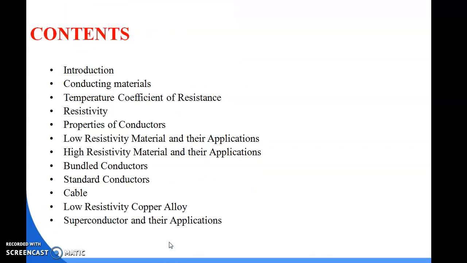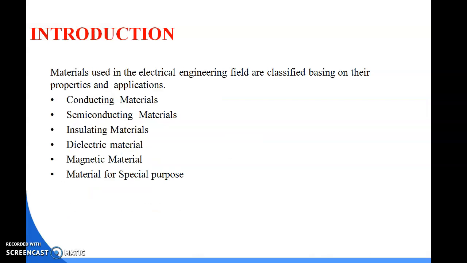So these are the contents of your topics: conducting materials, temperature coefficient of resistance, resistivity, properties of conductor, low resistive material, high resistive material, bundle conductor, standard conductor, cable, and low resistive alloy. And at the end you have to read about superconductors and their applications. So this is the introduction.